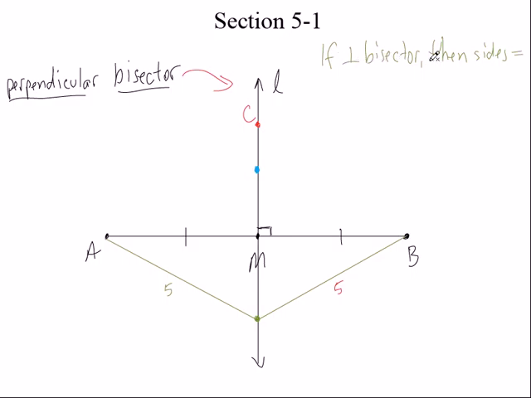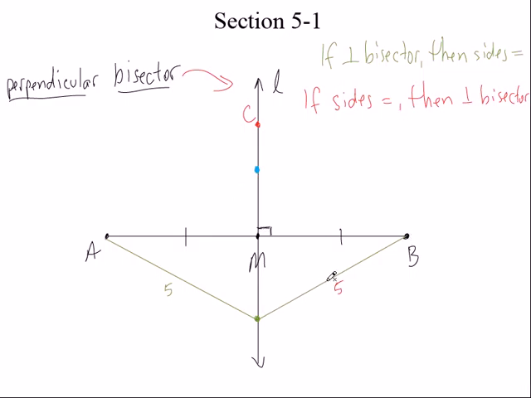Watch. If we have a perpendicular bisector, then those two sides right here would be equal to each other. What if I flip the if and the then around? Instead of saying if we have a perpendicular bisector, what? If the sides are equal to each other, then guess where that point lies? It lies on the perpendicular bisector. Now, I really shortened that up. I left out a lot of details here, but you get the idea.